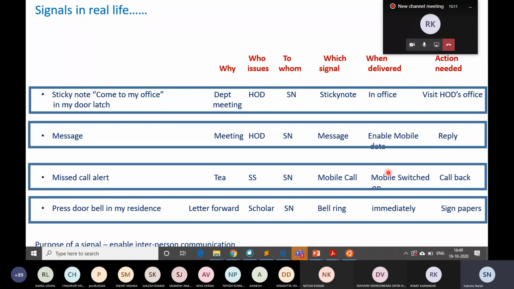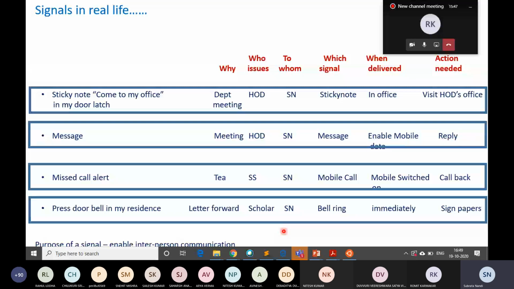Sometimes it may also happen that I receive a missed call alert but I just ignore it, because I am busy and I don't call him back, or I ignore the reply, whatever. So the point is, the actions that we listed here may be the default actions, but if I am busy, I can simply ignore the default actions, or I may also rewrite the default actions. So the purpose of a signal is to enable interperson communication.